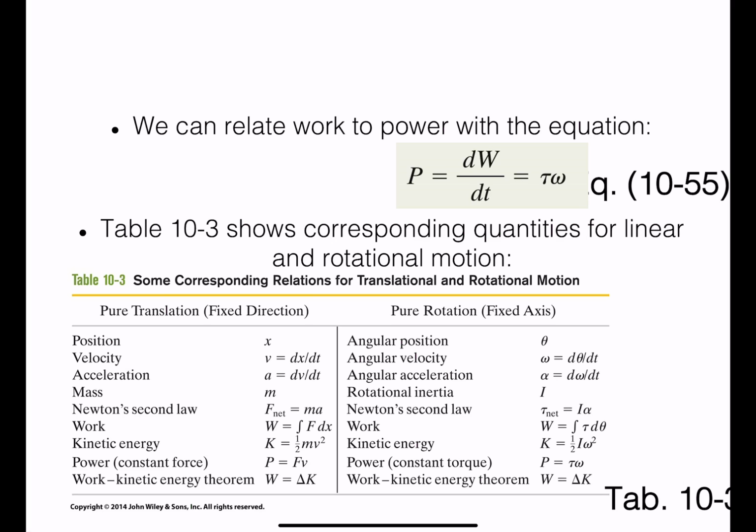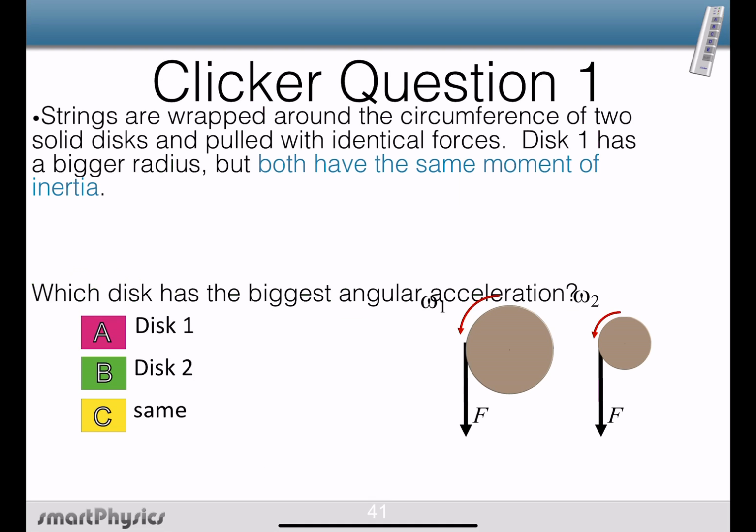In this case, x is replaced by theta. v is dx/dt, omega is d theta/dt. It's pretty much the same concept here, a similar concept. The only thing is objects are rotating now too.